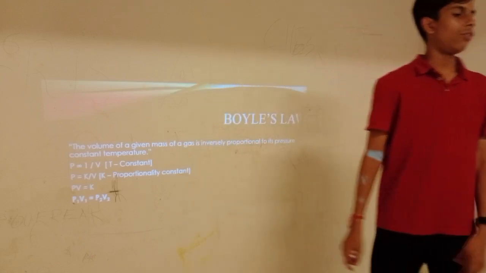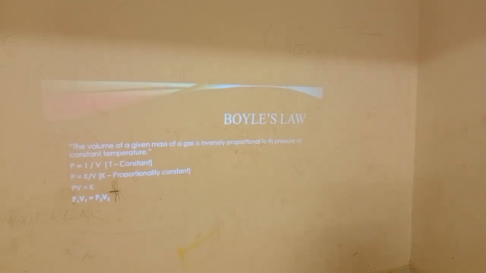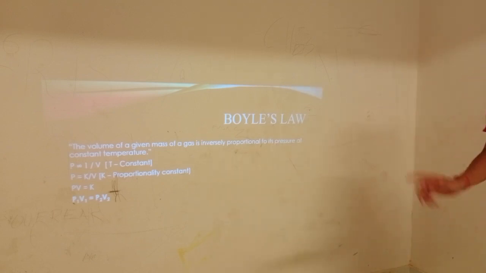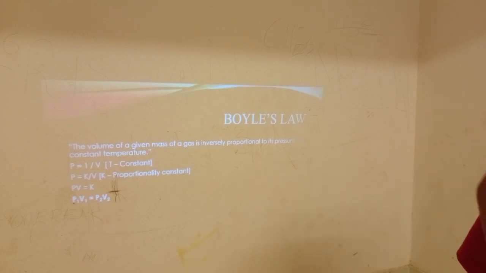Now, if you look at how the equation is derived, which is P1V1 is equal to P2V2, which is the equation of Boyle's law. How it's derived is, as stated by the law, we can say P is inversely proportional to V when T is constant.